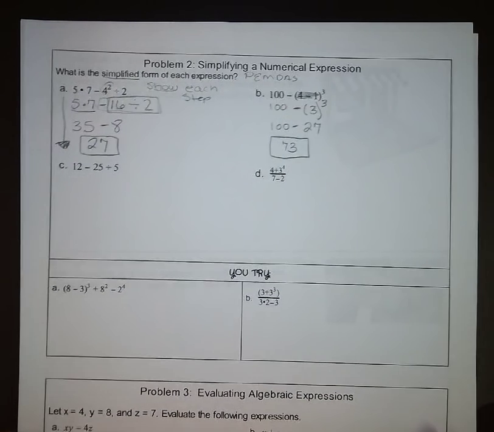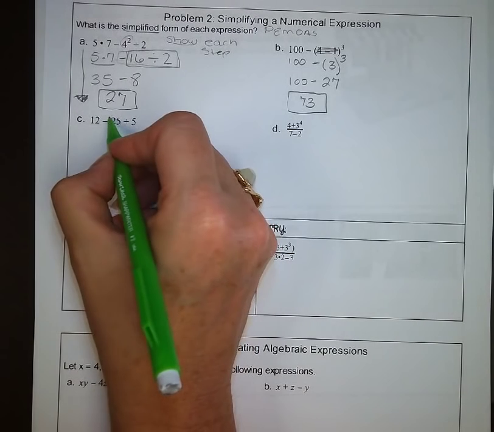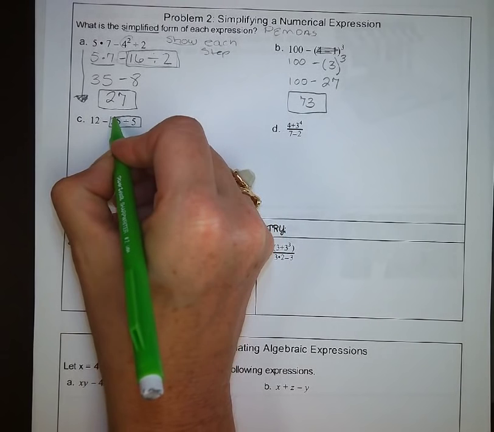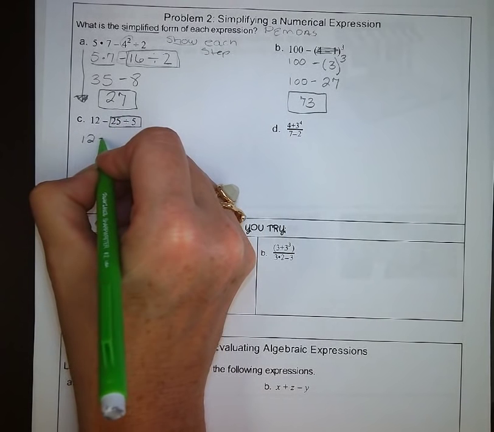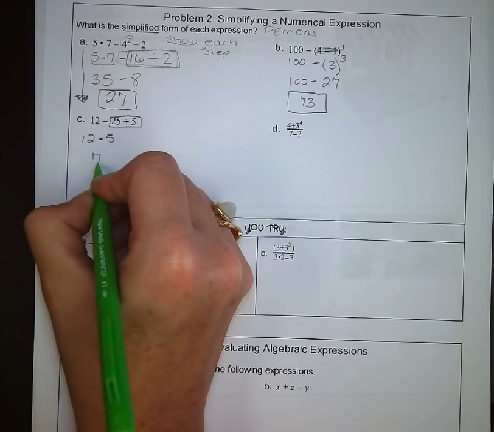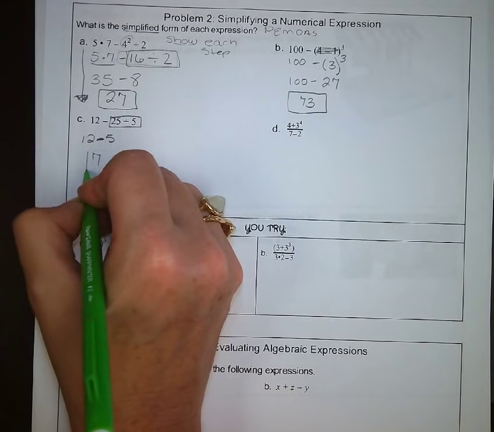Okay. Taking a look at letter C, we've got 12 minus 25 divided by 5. We do our division step first based on order of operations. We have 12 minus 5, which is 7.